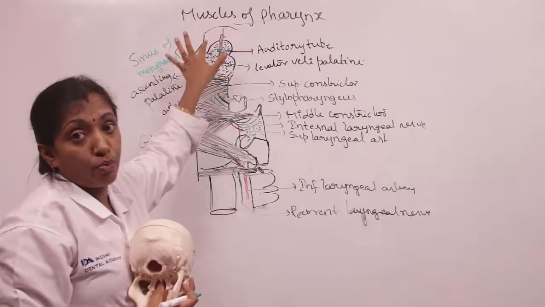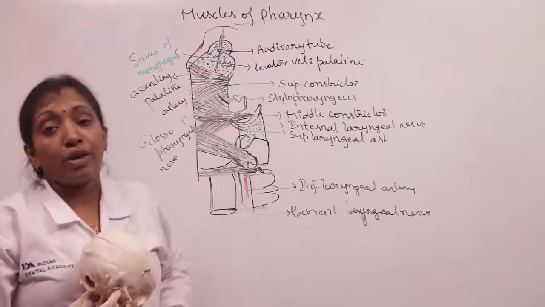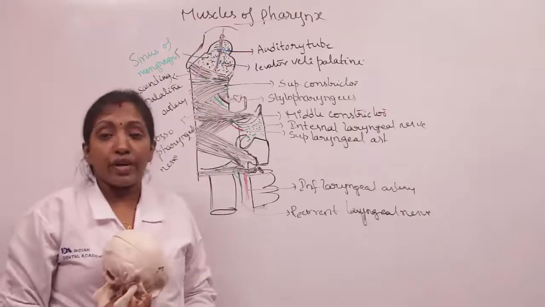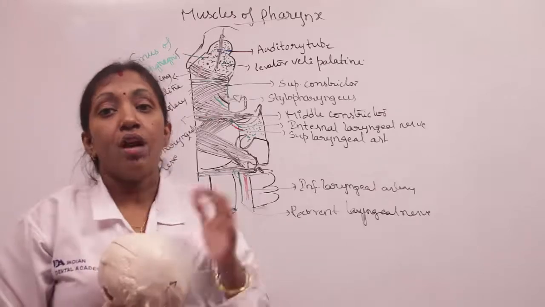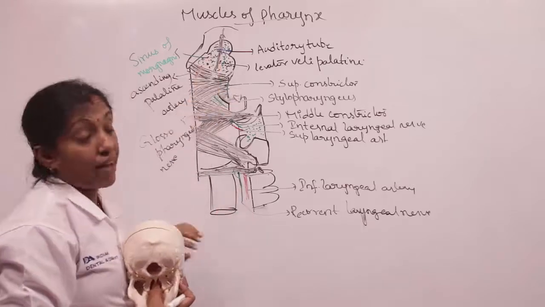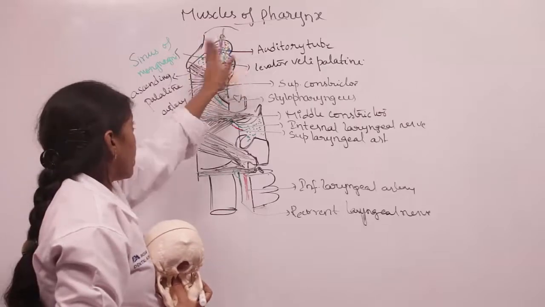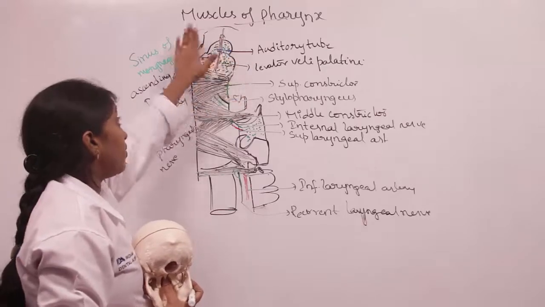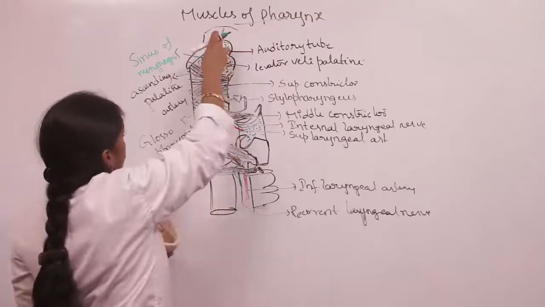This sinus of Morgagni is covered by the buccopharyngeal fascia as well as the pharyngobasilar fascia. Pharyngobasilar fascia is nothing but the submucous layer of the pharyngeal coat. We can see the pharyngobasilar fascia and buccopharyngeal fascia covering the sinus of Morgagni. So this is about the sinus of Morgagni.